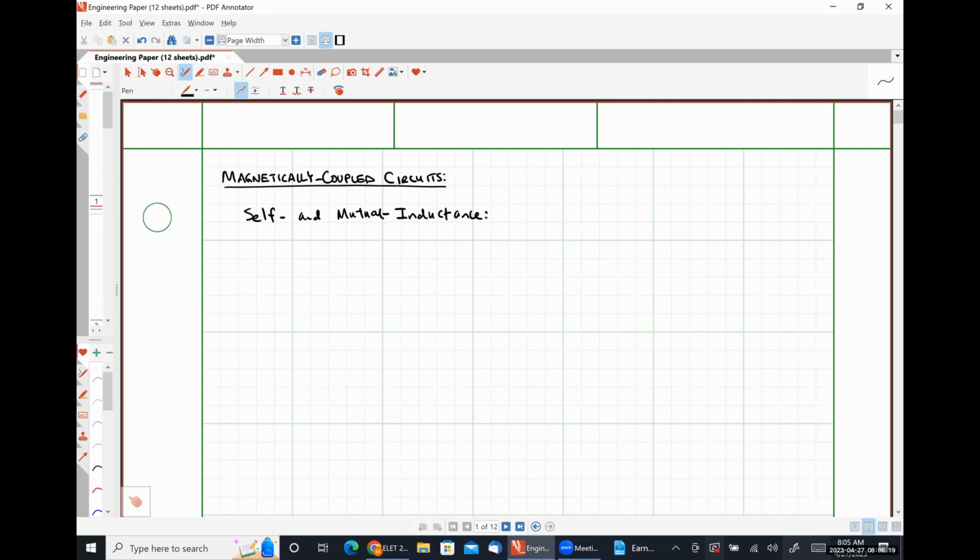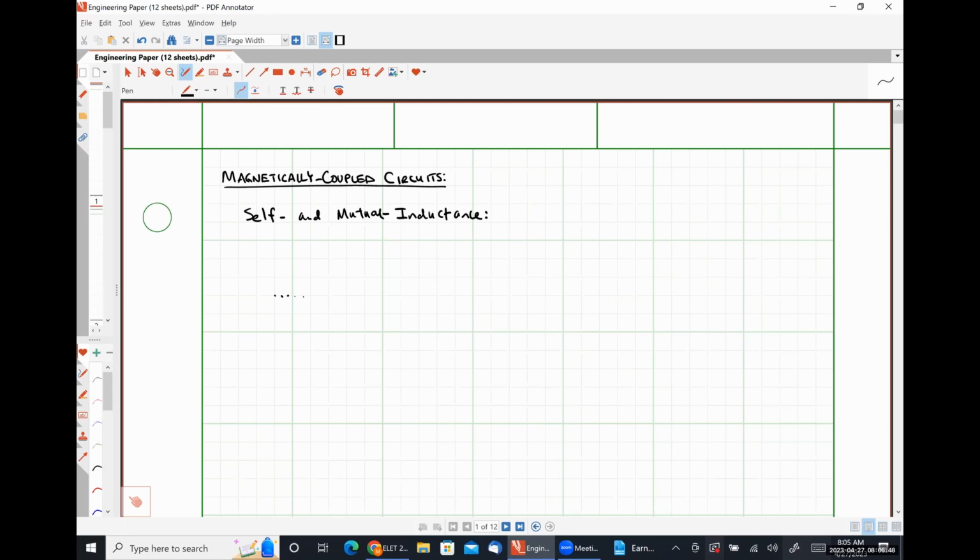How many of you have heard of Ampere's circuital law? Does that sound familiar? Okay. What Ampere's circuital law tells us is that if we have a wire carrying a current, then we will have a B field, or a magnetic flux density, wrapping around the wire.